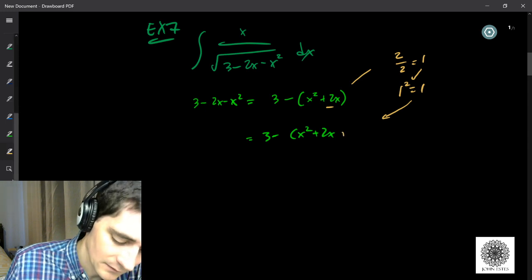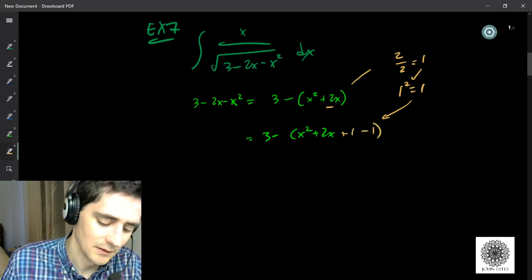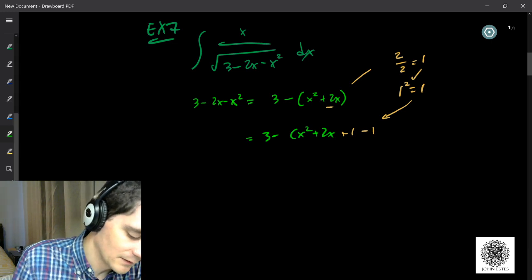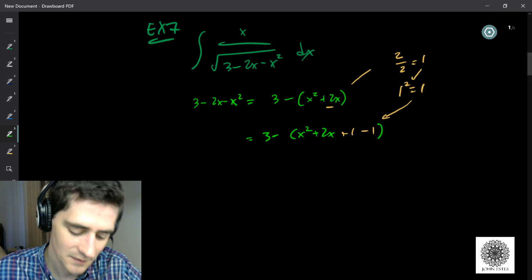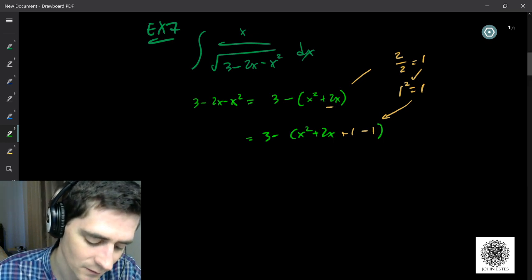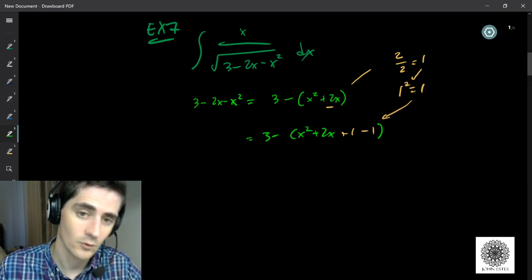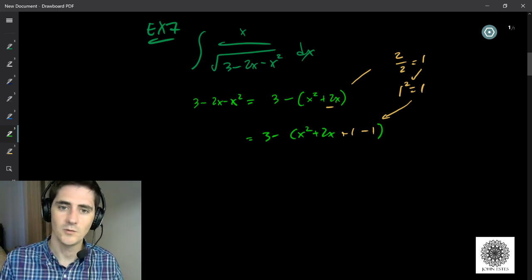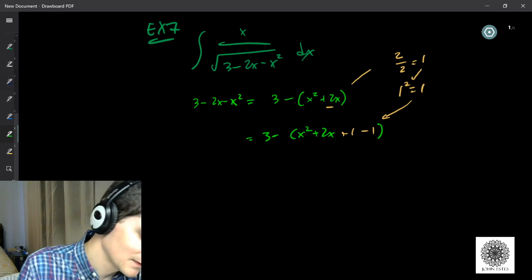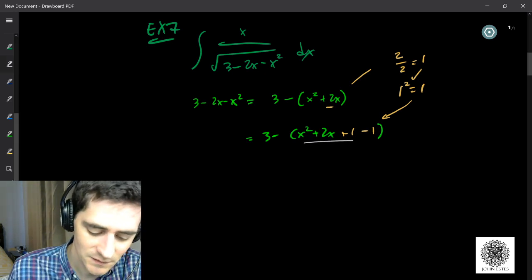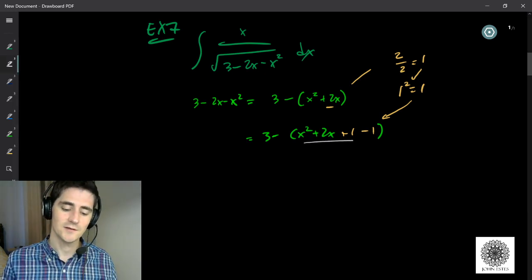So I'm going to add it in and then subtract it immediately. Because if I add it and subtract, if I don't subtract it out, I have changed what I started with. Notice that as soon as you cancel out these ones, you go back to where you were. All right, so we haven't changed anything. We added in 0, but we added in 0 in a very clever way. And the reason this is clever is because x squared plus 2x plus 1 will factor as a complete square.